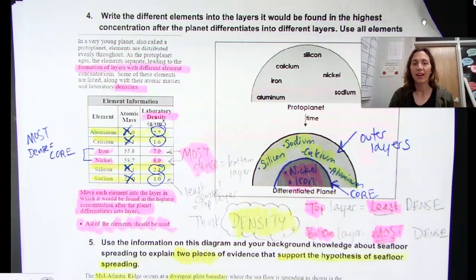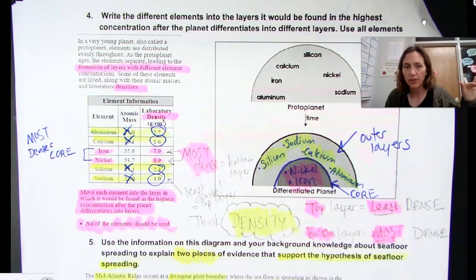So this question is asking you to look at a chart and to complete a diagram, testing what you know about density. And you have 6 different elements. It's misleading. It's giving you atomic masses. They don't matter. Atomic mass does not matter. That is like a distractor. So you don't even have to look at atomic mass. What it's asking you is about density.